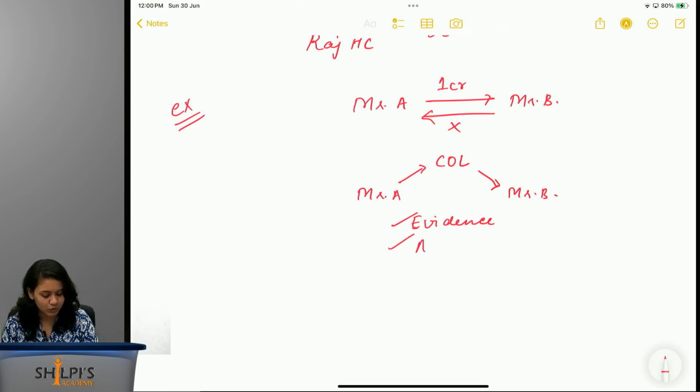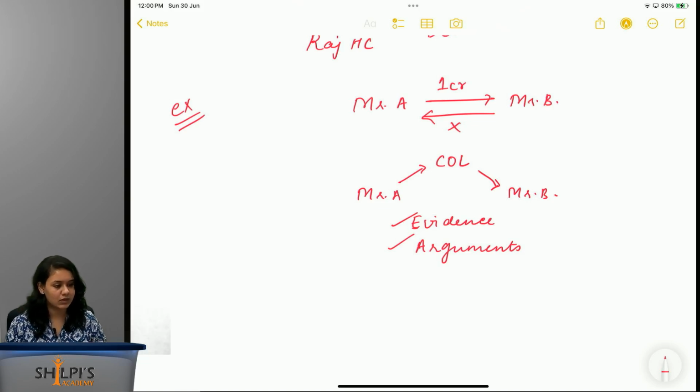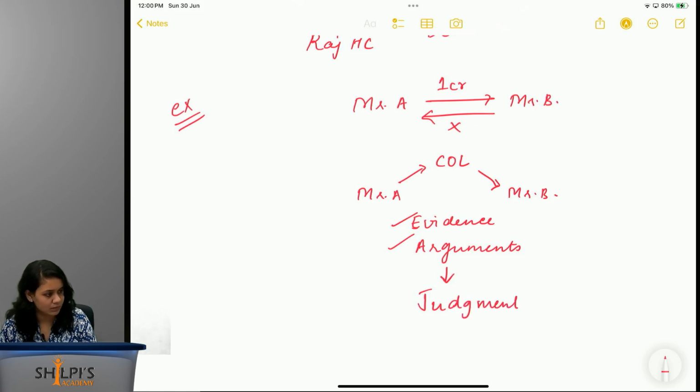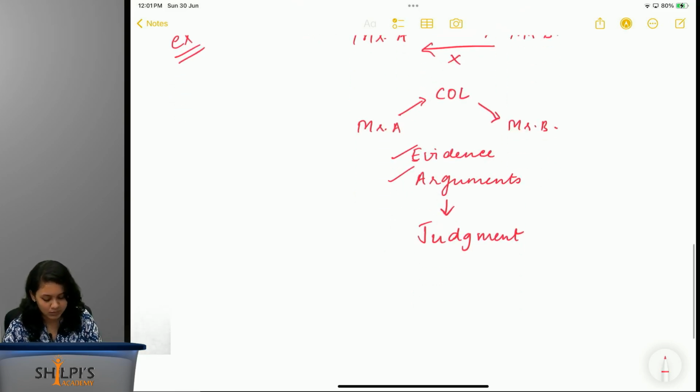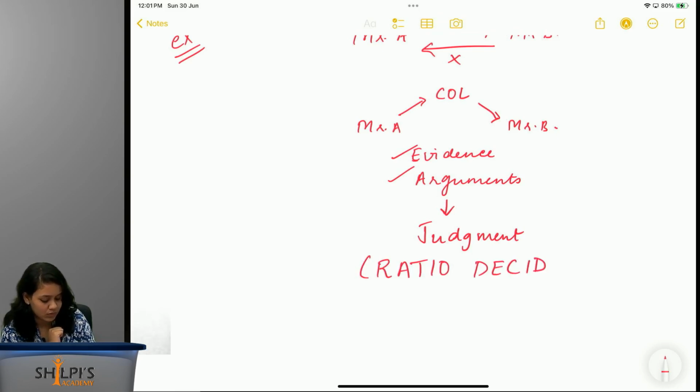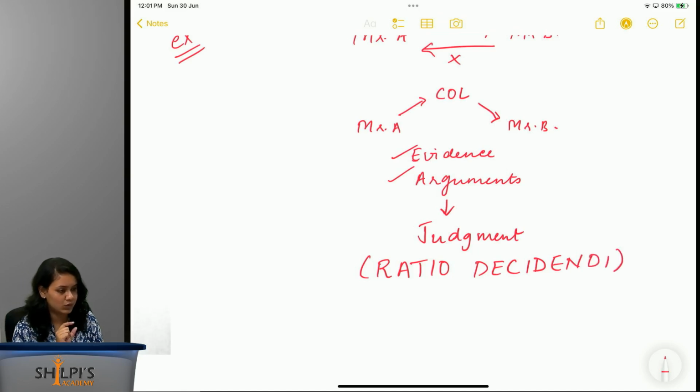Then what will the court do? The court will hear the arguments of both parties, hear both sides. And then after hearing both sides and listening to the evidence, he will give a judgment. Can I say that this process is fair? This view is fair. He has heard everything and logically come to a conclusion. This part of the judgment, we have a name for it. We call it the ratio decidendi. It's a Latin word and something that you will have to learn over time. Ratio decidendi is a part of the judgment.